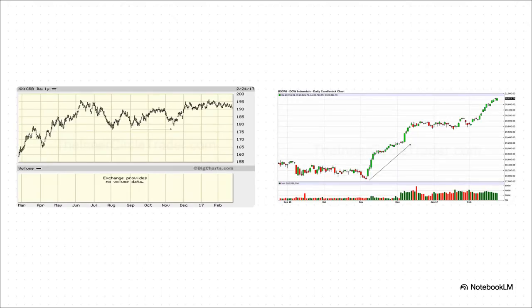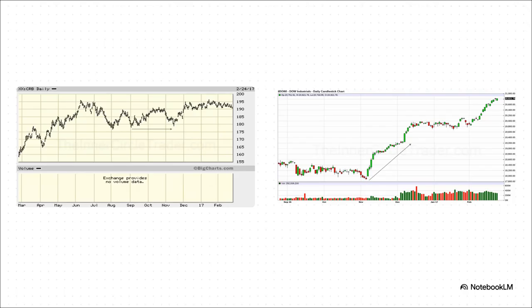Now here's our really important detail. You don't need all four of these major asset classes to be trending at once. You just need one from each group. So in this example, the CRB commodity index on the left, it's basically flat, right? Just consolidating. But that's totally okay because its partner, the stock market on the right, is in a very strong, clear uptrend.